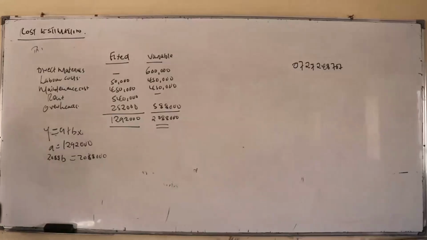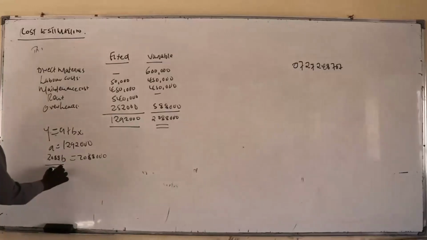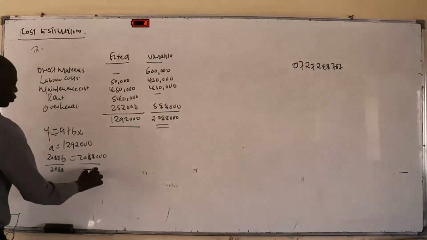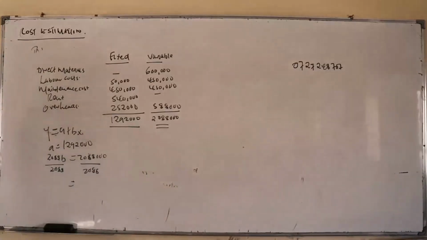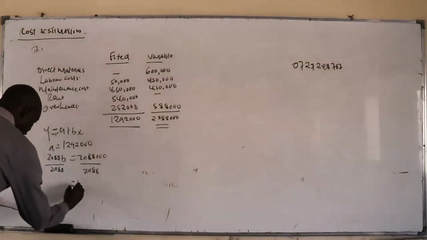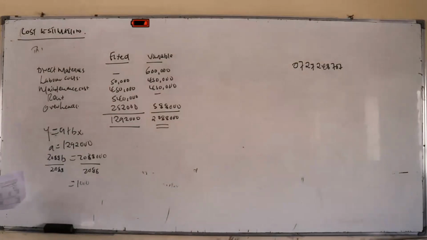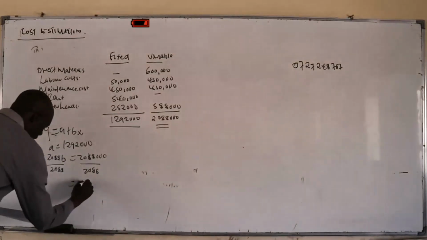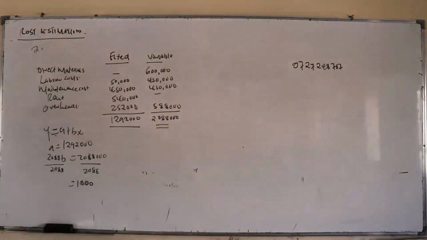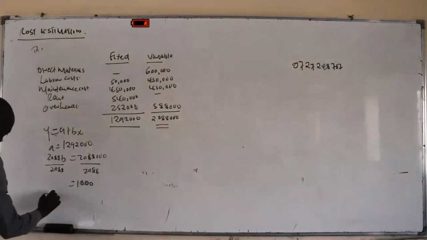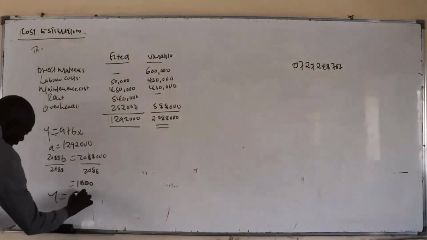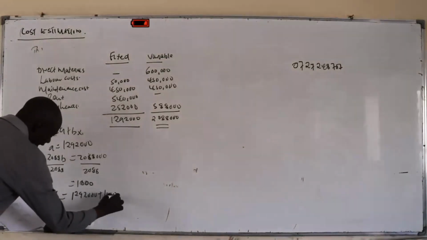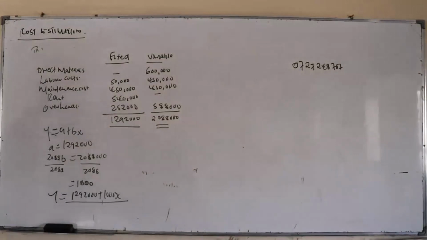Are we together? So now we divide both sides by 2088 to get the value of B, which is 1,000, isn't it? B is 1,000 per unit. Not 1,000 units. It's supposed to be 1,000 shillings per unit. So there's a correction there, 1,000 shillings per unit. So now our estimation equation, we have Y equals A, which is 1,292,000 plus 1,000x. So it means the variable cost per unit is 1,000.